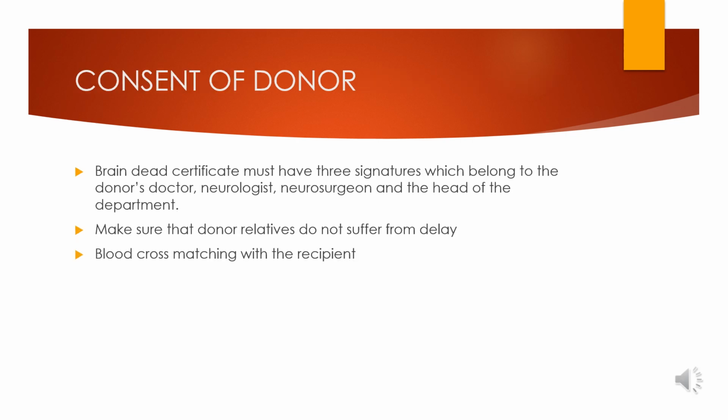Person of donor. A brain death certificate must have 3 signatures, which belong to the donor's doctor, neurologist, neurosurgeon and the head of the department. Make sure that the donor relatives do not suffer from delay. Blood cross matching with the recipient is also very important.